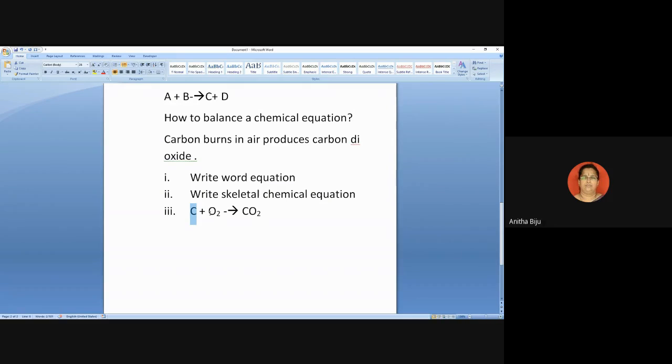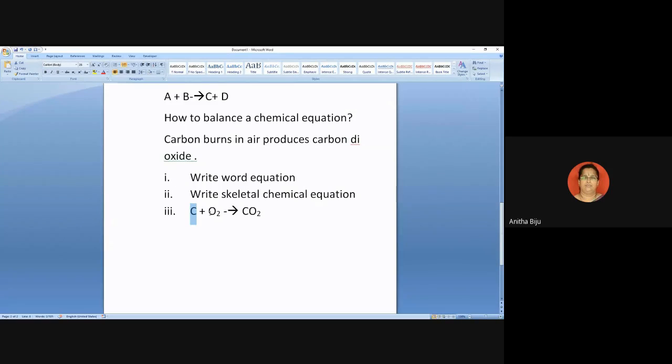And come to the right side. I'll ask the question again to one student. Sachi? Yes, ma'am. How many atoms of oxygen are there on the right side of the arrow? 2. Very good.